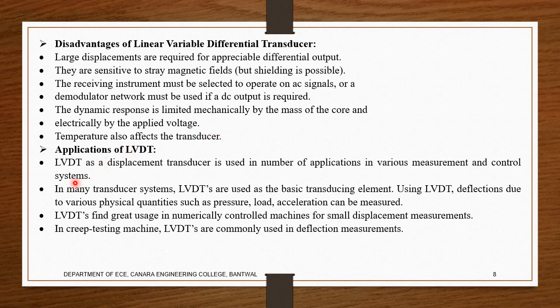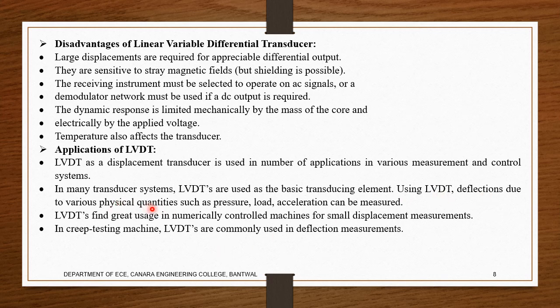So what are the applications of LVDT? LVDT as a displacement transducer is used in a number of applications in measurement and control systems, in big systems and big machineries where it has to be decided with some kind of a sliding, the measurement of thickness or any kind of a reading. So at that time it can be used here. Usually we use it in manufacturing, the PLCs and all, there we usually use this. In many transducer systems, LVDTs are used as the basic transducing element.